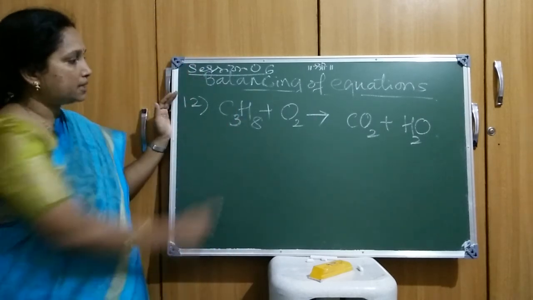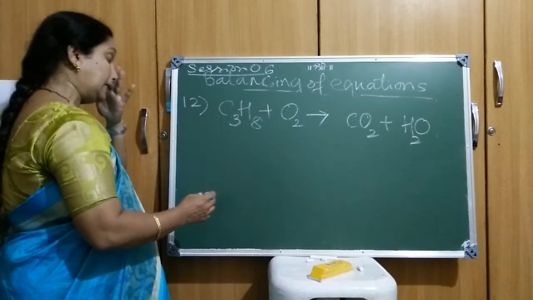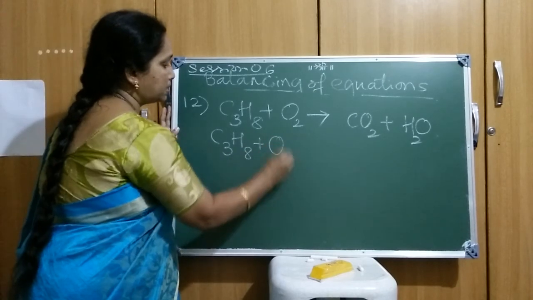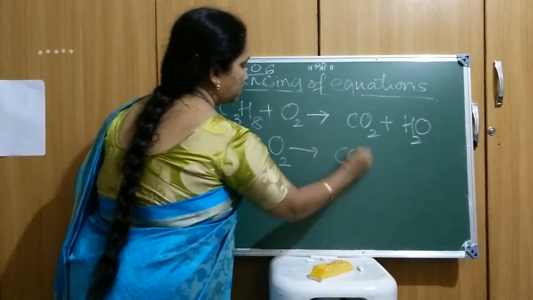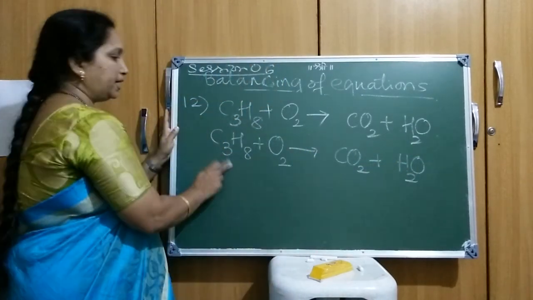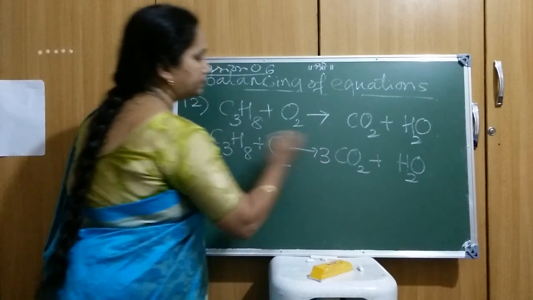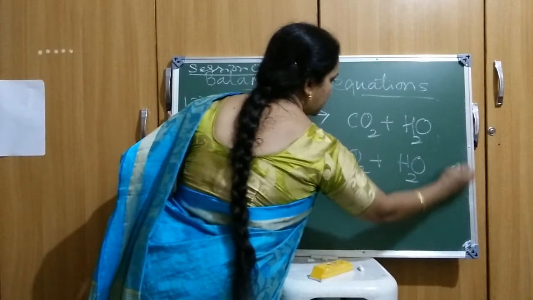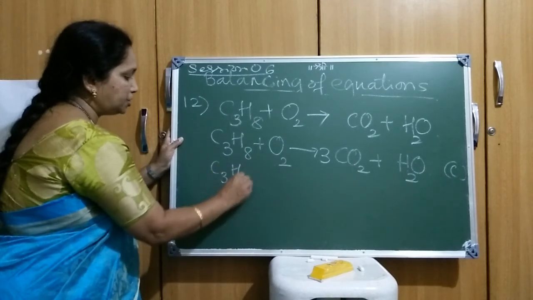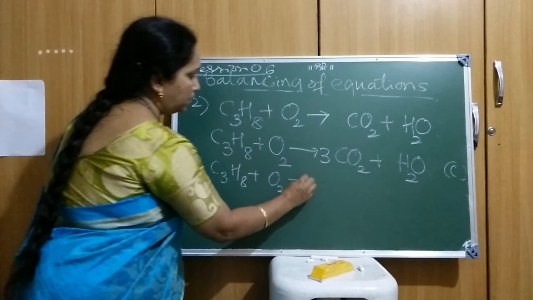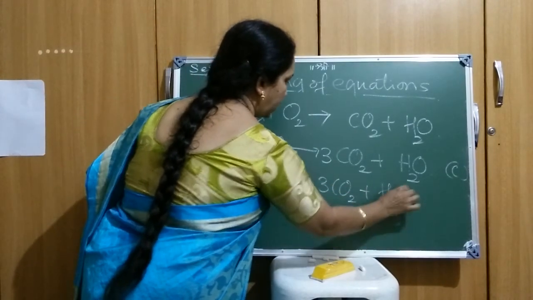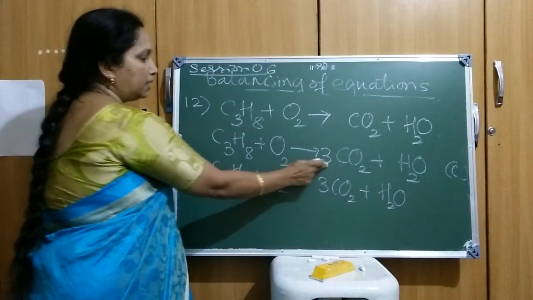To make it 3, first I'll write down the equation as it is: C3H8 plus oxygen is going to form CO2 and H2O. Okay, so make it 3. I'll write down here 3. This is the first step where I've balanced the carbon. Then the same equation I'll write down: C3H8 plus O2 gives CO2 plus H2O. And as your coefficient you have written 3, carbon is balanced.